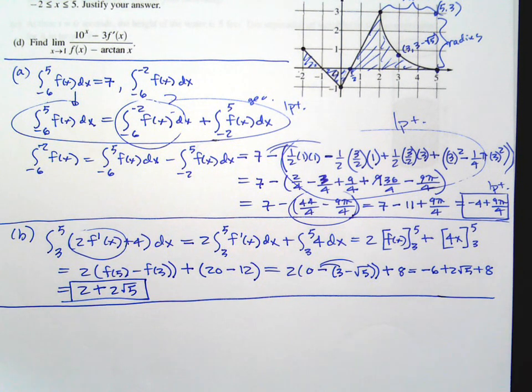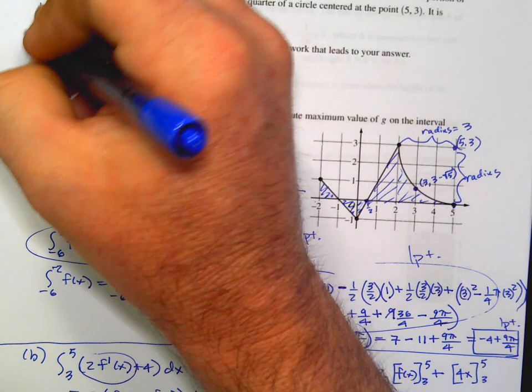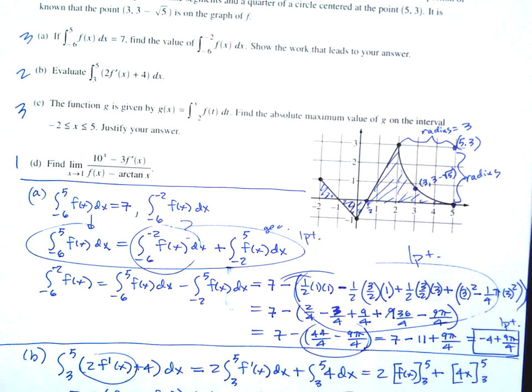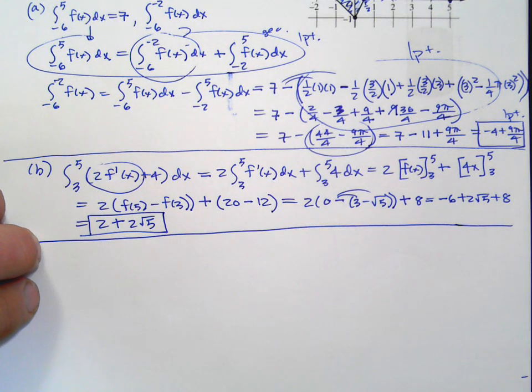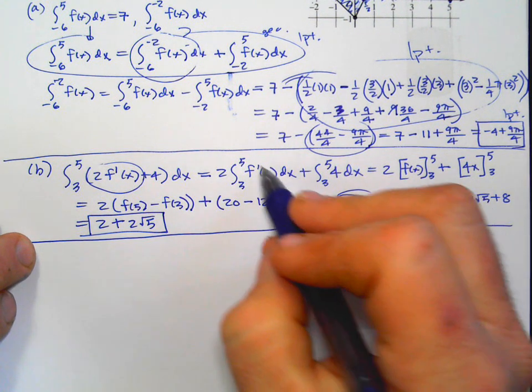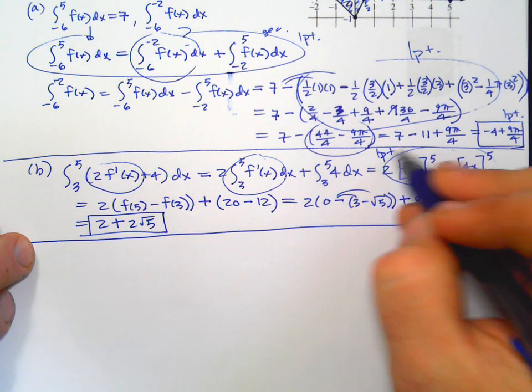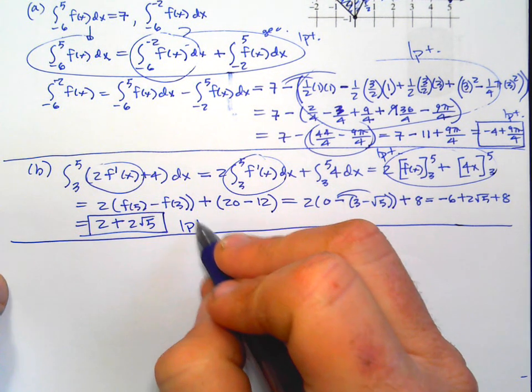Now, points for this. Now, the point breakdown of this problem is 3, 2, 3, 1. So the first problem we talked about, this is 2 points. 1 point for using the fundamental theorem of calculus. So that's where you integrated f prime and you got f. So that's 1 point. And then 1 point for your final answer.